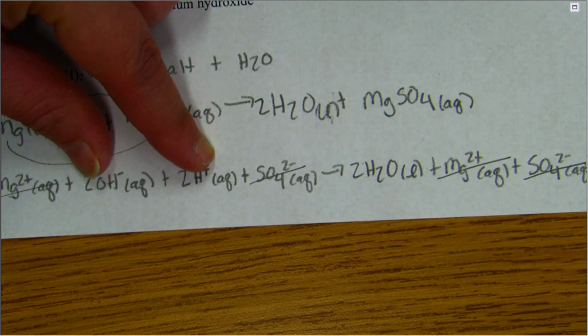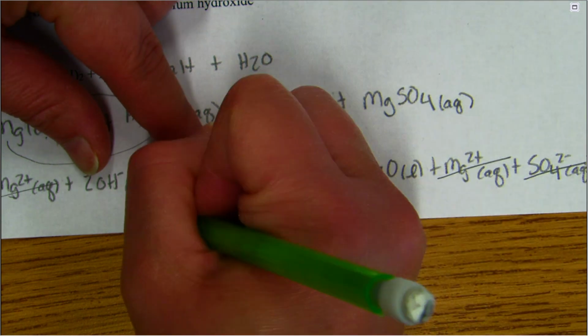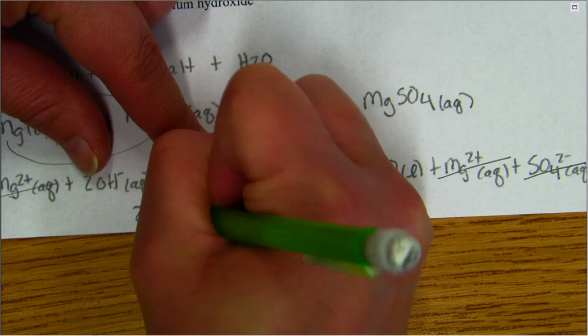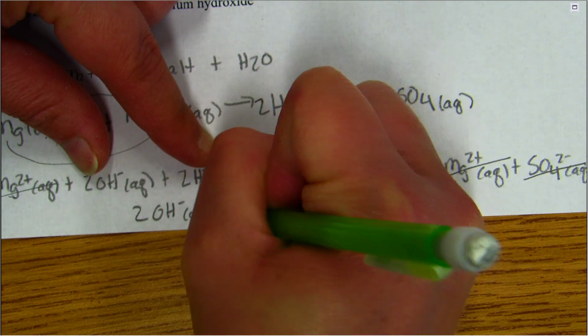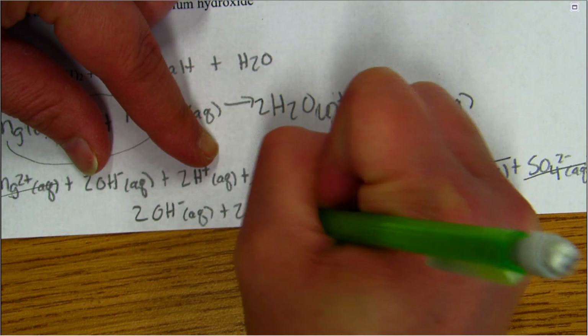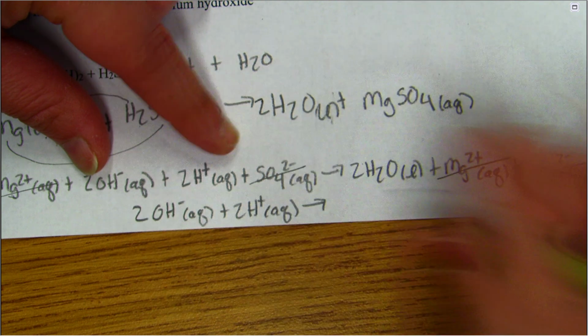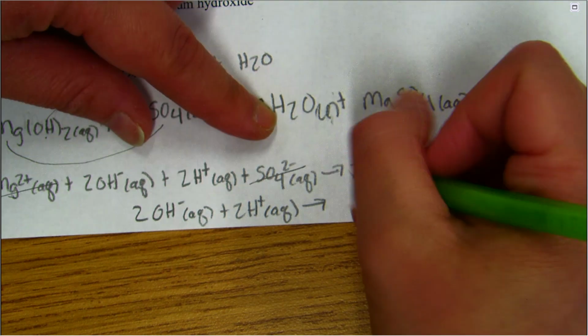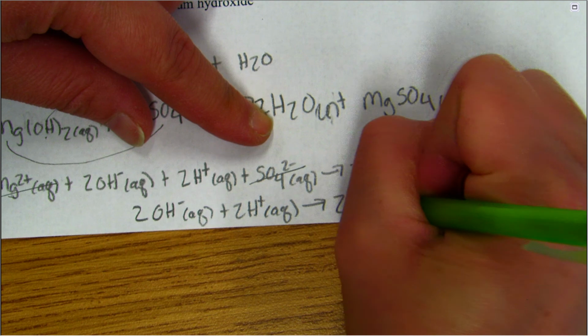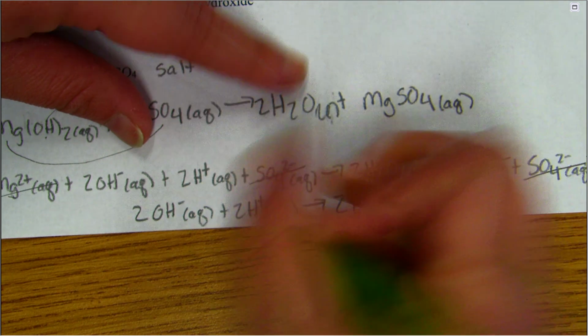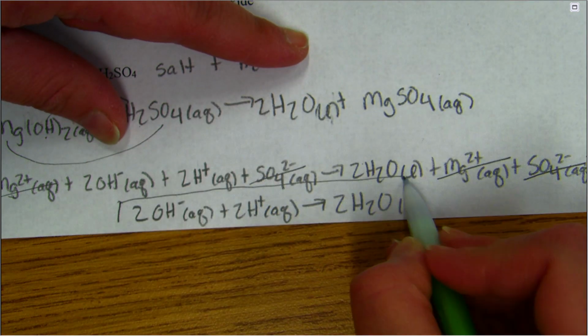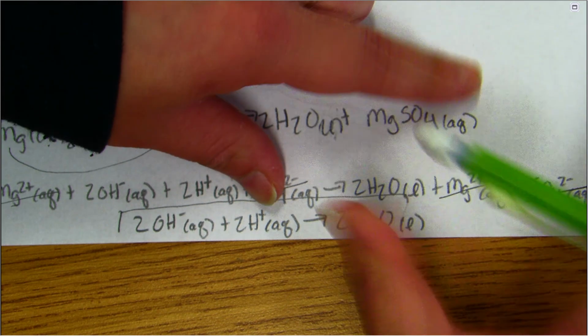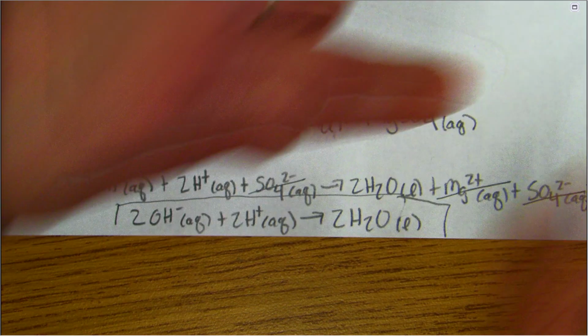So what am I left with here? I am left with 2 hydroxides plus 2 hydrogen ions yield 2 liquid waters. Final answer. Oops. And I didn't draw my box big enough. Final answer.